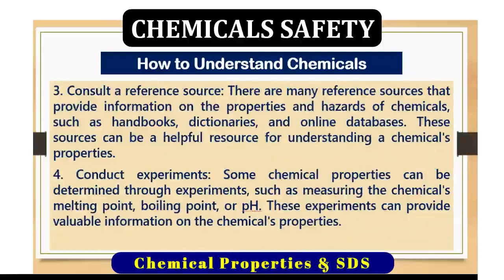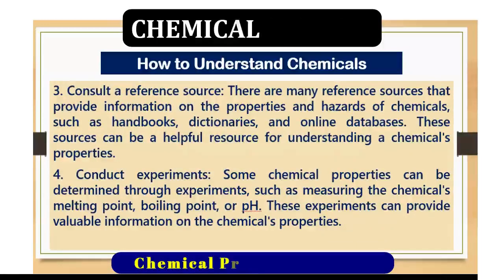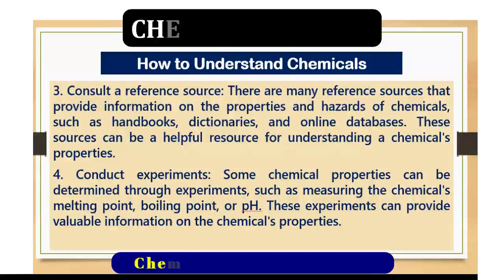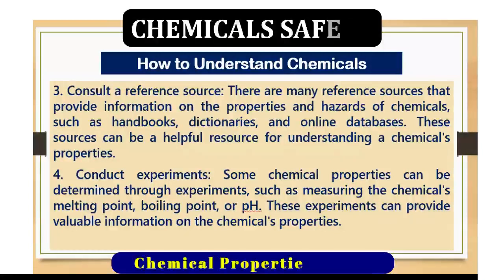The third way to understand chemicals is to consult a reference source. There are many reference sources that provide information on the properties and hazards of chemicals, such as handbooks, dictionaries, and online databases. These sources can be a helpful resource for understanding a chemical's properties.